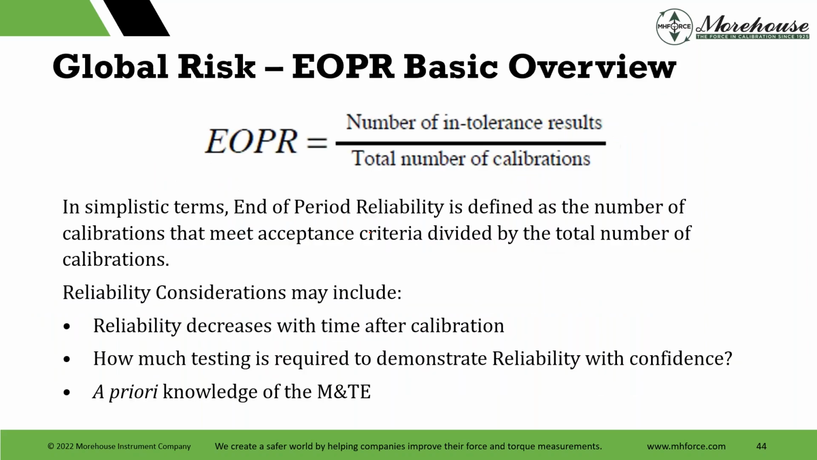You need to have other things like end of period reliability analysis. This is a whole other topic, maybe there's a separate webinar another day on this. There's a lot of stuff on end of period reliability, calculating confidence limits. In simplistic terms, we basically say it's the number of in-tolerance results divided by the total number of calibrations. And reliability decreases with time after calibration. Something we need to determine is how much testing is required to demonstrate reliability with confidence. Can we use the Skyhopper and an X-Wing together? Can we lump in similar model numbers? Or do we need to have the exact same model numbers? Can we use the post-dating?